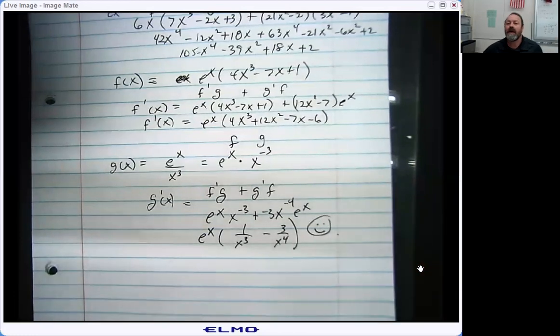So that's a quick idea about doing the derivative using the product rule, specifically in conjunction with the derivative of e to the x.